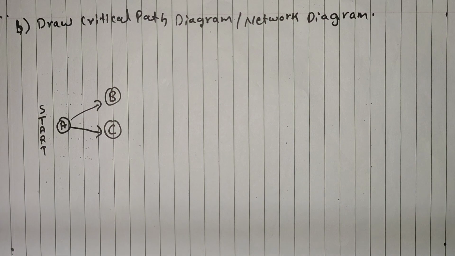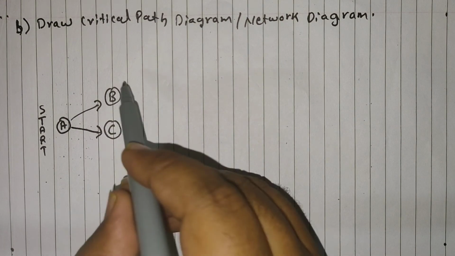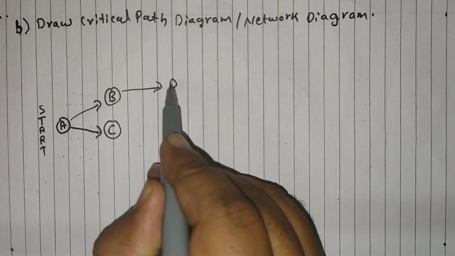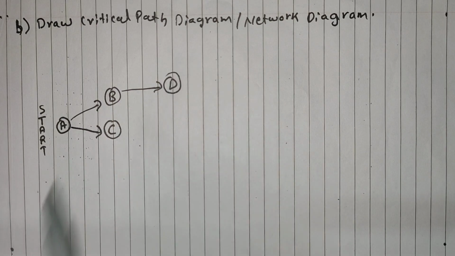Now let's go to the next activity, that is activity D. For activity D, the immediate predecessor is activity B. So activity D will start after activity B is done.